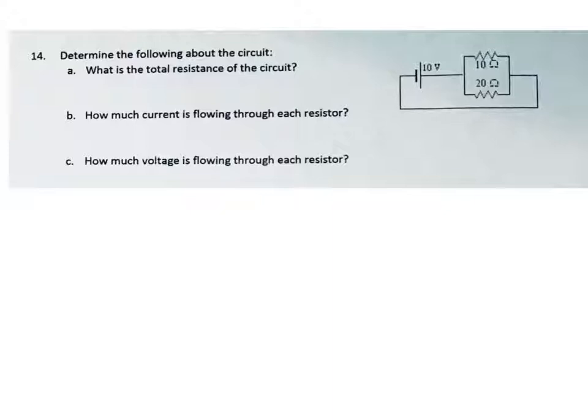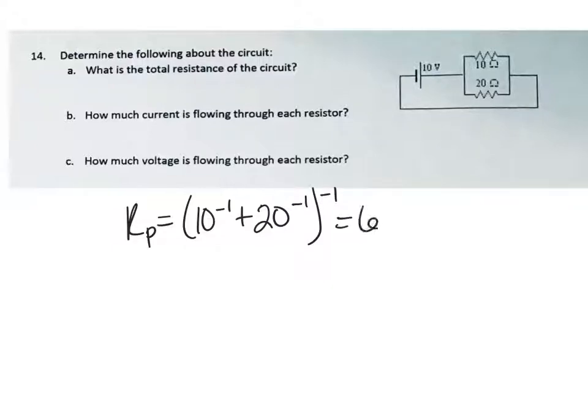And this is a parallel circuit because our electricity can either go through the 10 ohm resistor or go through the 20 ohm resistor. So to find our equivalent resistance, we are going to use the parallel formula. That is going to take the inverse of each one. So it would be the inverse of 10 plus the inverse of 20, and then we take the inverse of that. When you plug that in your calculator, you are going to get 6.67, and that is resistance, so it is in ohms. So that's part A.